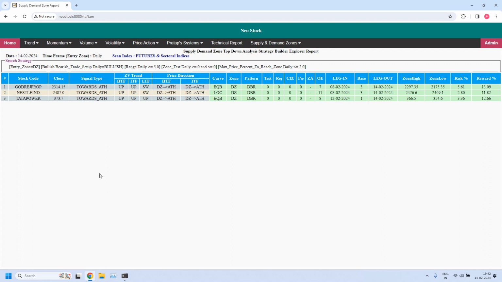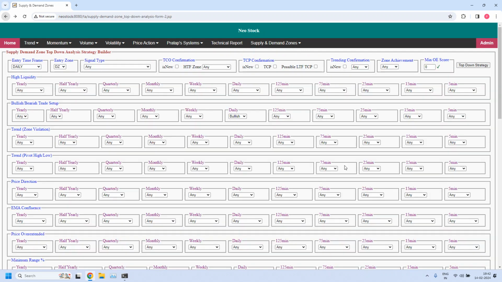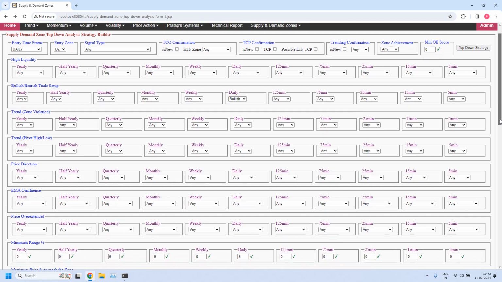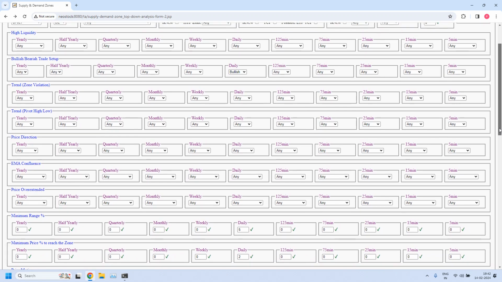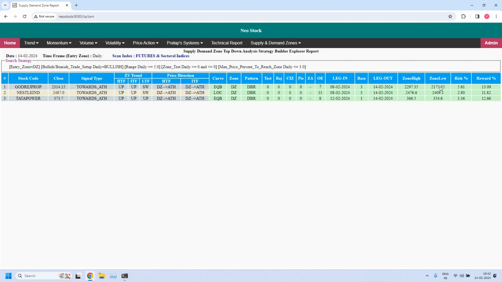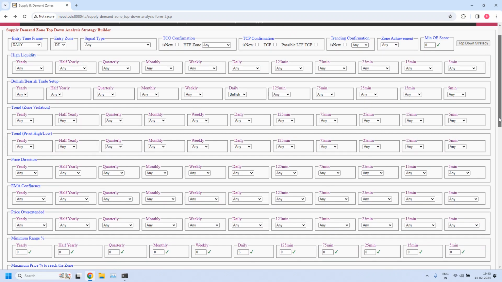Now let us add some more stocks by increasing the percent to 3%. That means tomorrow, within 3%, if price falls down, we may get an entry in one of those stocks. So maximum price percent to reach the zone should be 3%. I'm changing 2 to 3. No stocks are there within 3%. Let me see if within 4% any stocks are there. Let us see.